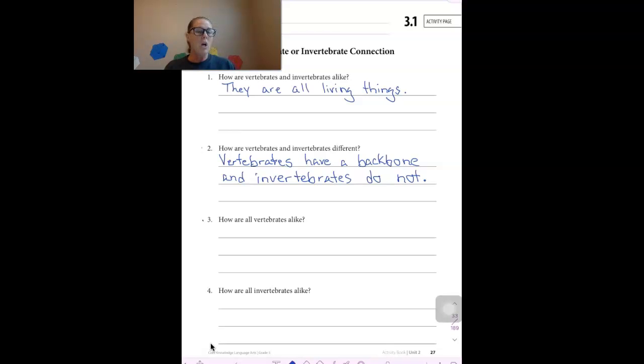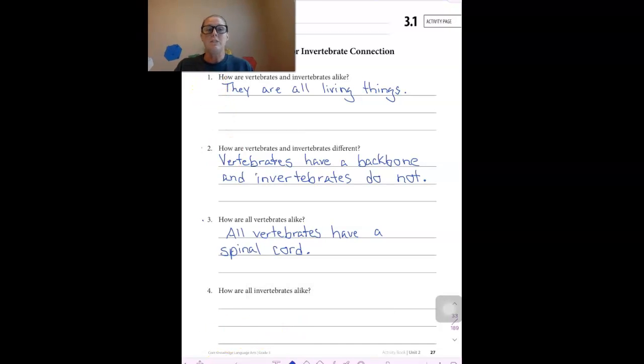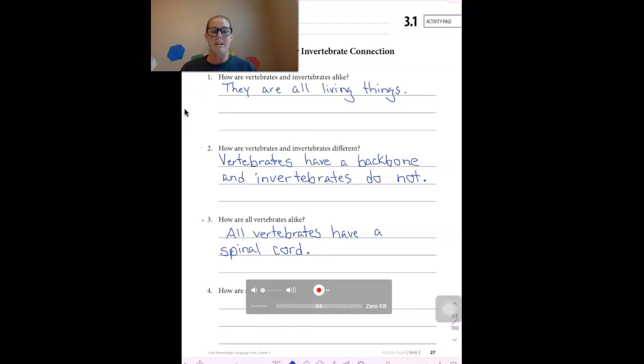Number 3, how are all vertebrates alike? If we think back to our reading of vertebrates, all vertebrates have, inside that backbone that they have, a spinal cord. And remember, that spinal cord is important because it communicates messages from the brain to the rest of the body.